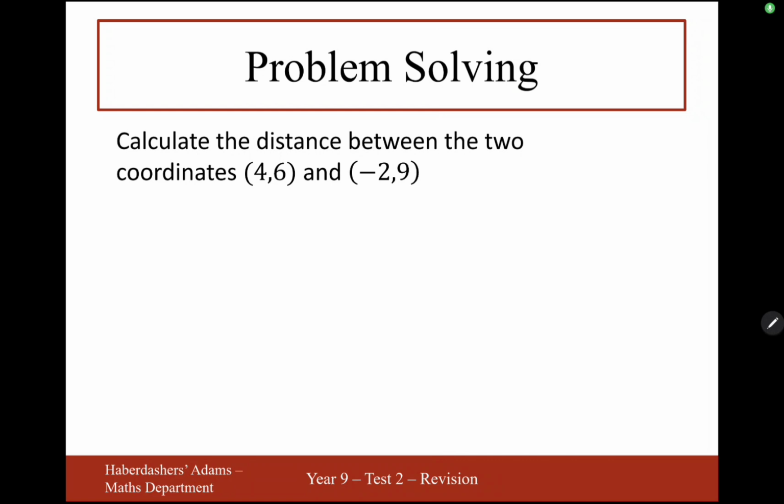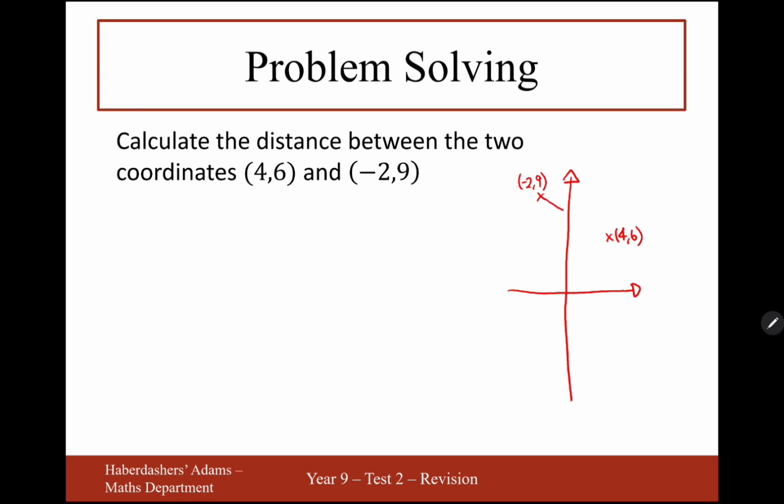Okay, so let's go through this problem here. We've got to calculate the distance between the two coordinates 4, 6 and minus 2, 9. I'll show you a diagram to explain the method to you, but then I'll explain how to do it without the diagram. So we want the coordinate 4, 6, so this is 4 across 6 up, and minus 2, 9 on that coordinate there.